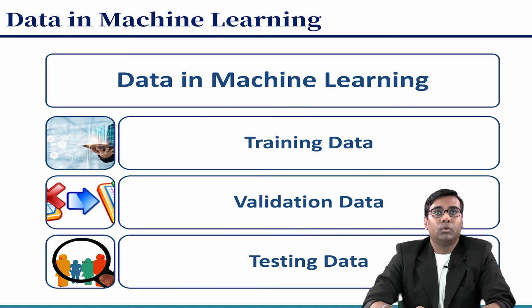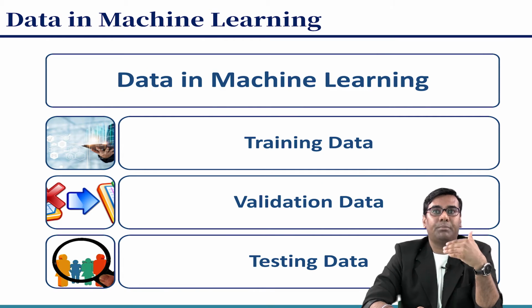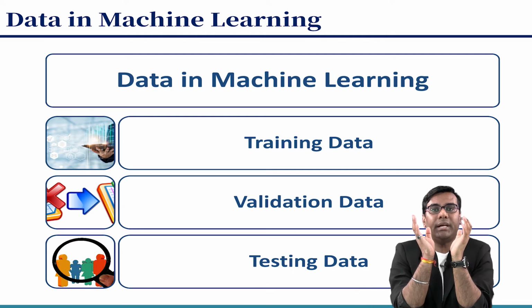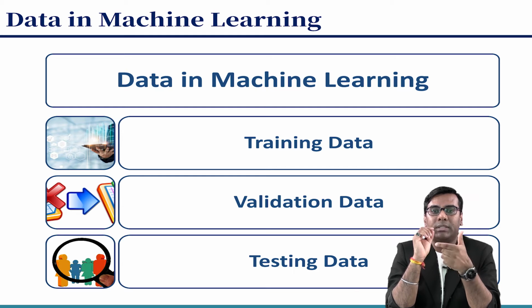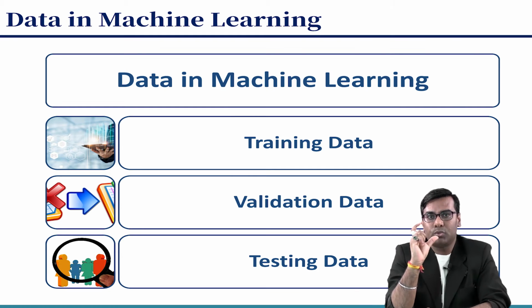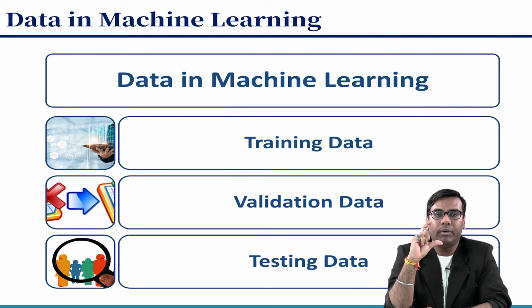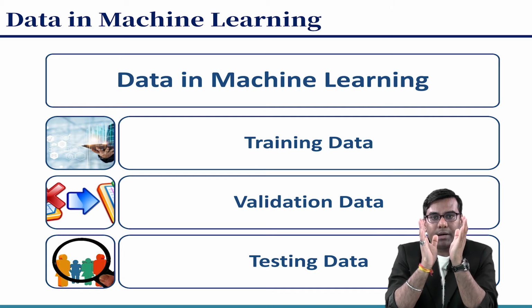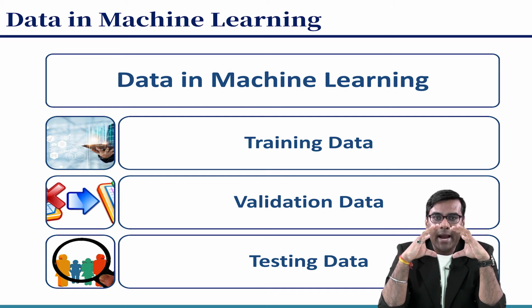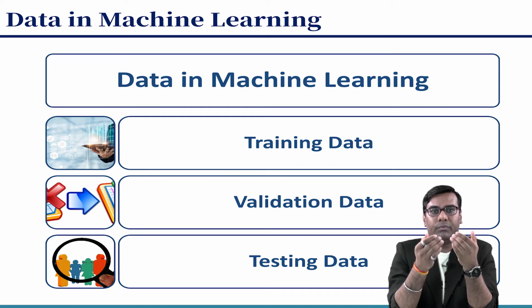So in machine learning, we use three types of data: training data, validation data, and testing data. Training data means we use data to train the machine. We tell the machine what type of data we have, for example showing the picture of an apple and teaching the machine the information about the apple: it looks like a circle, red color, and inside it has sweetness. That is the information we train the machine with.